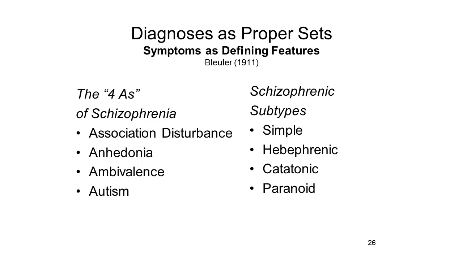Bleuler also distinguished 4 subtypes of schizophrenia by adding defining features, defining symptoms. In simple schizophrenia, you simply had the 4 A's. In hebephrenic schizophrenia, you added a feature of childlike demeanor. In catatonic schizophrenia, you added a feature of motor immobility, and in paranoid schizophrenia, the patient showed delusions.